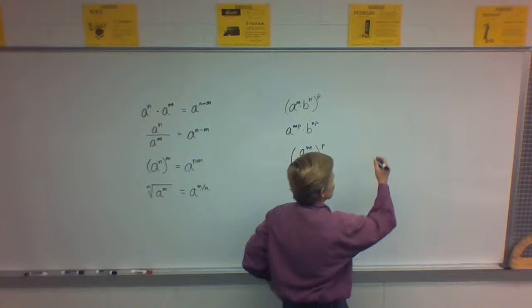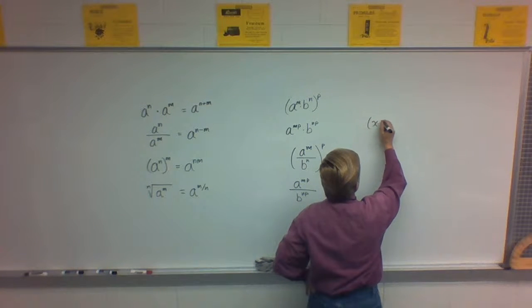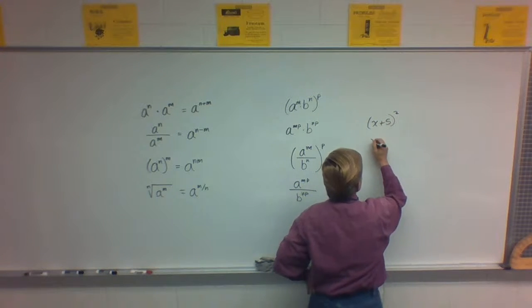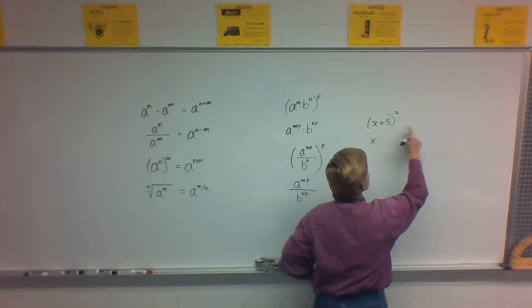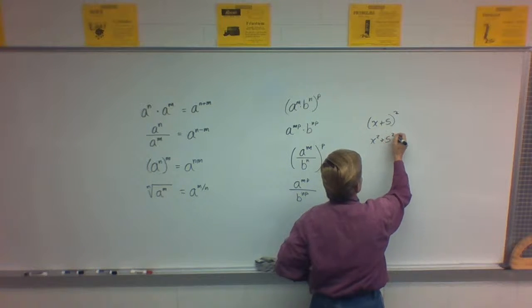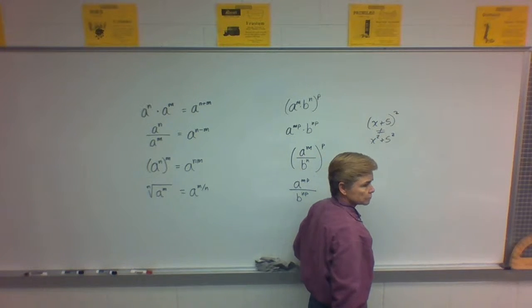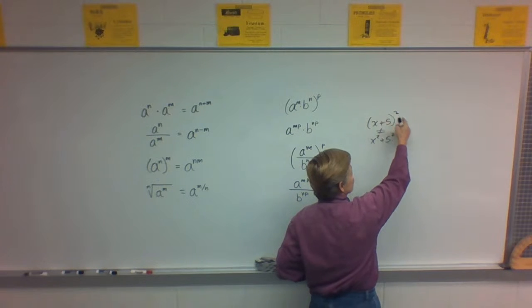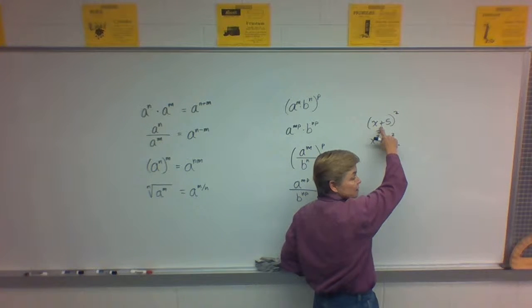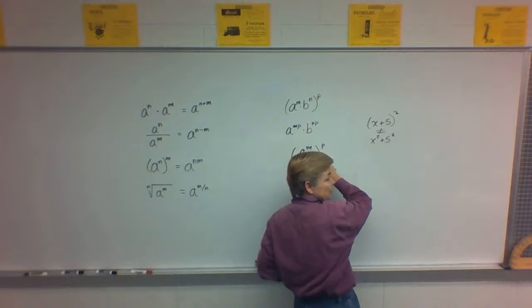This is what I mean. Yesterday I told you this. If you have x plus 5 squared, that is not x squared plus 5 squared. That is not equal to that, because it's a plus sign. You can't apply that 2 to both of these separately when there's a plus or minus sign in there. You can if there's a times or a divide sign.